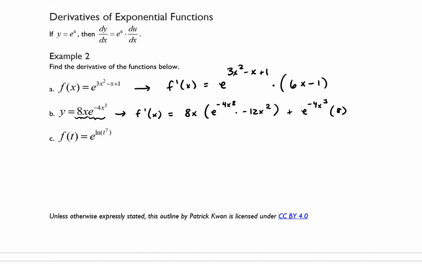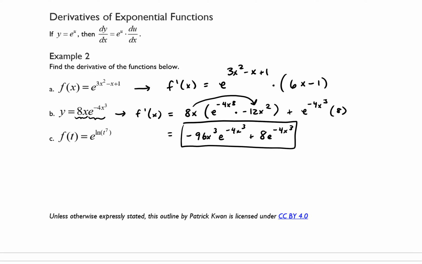Let's clean that up a little bit. So if I'm going to multiply the 8x to this term, since this is a multiplication, that would be negative 96x cubed times e to the negative 4x cubed plus 8e to the negative 4x cubed. So that is my final derivative. Always want to box our final answers.